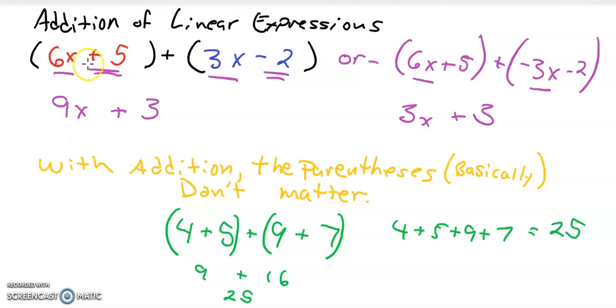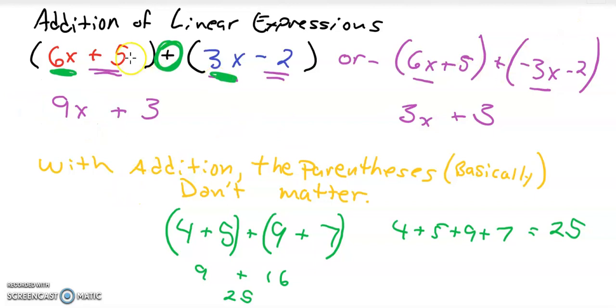So remember what we do. As long as we have addition here, so with addition, these parentheses basically don't matter. Okay? So as long as we have addition of linear expressions, these parentheses we can safely really just ignore. Well, all we're doing is we're plucking the like terms out and combining them. We're combining, in this case, a positive 6x and a positive 3x. Well, I have 6 x's, I add 3 more x's, I get 9 x's.